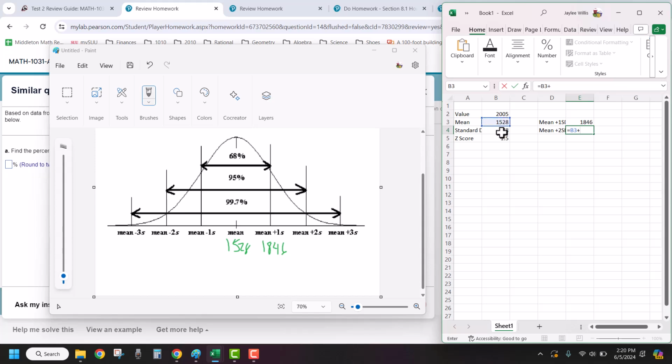can either do 2 times the standard deviation or you can add the standard deviation twice. Either way, you'll get the same number. But that gives us 2,164. And this z-score that we got of 1.5 makes sense because the value we're looking at is 2005, which is about right here on the number line because it's in between 1,846 and 2,164. And that is reasonable that the z-score is 1.5.